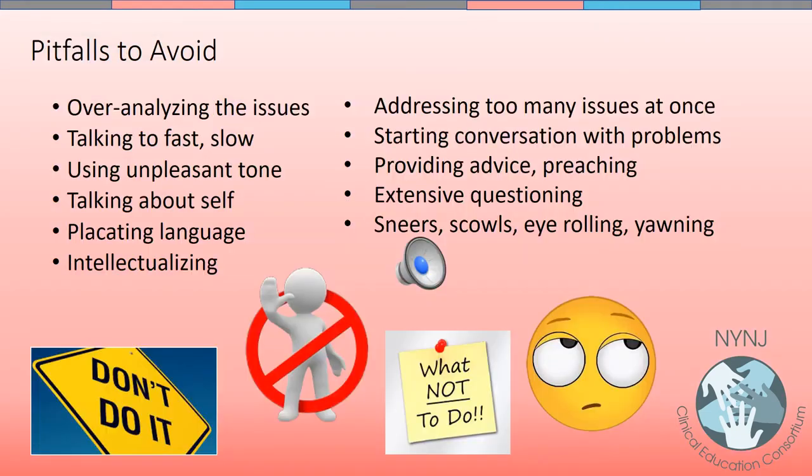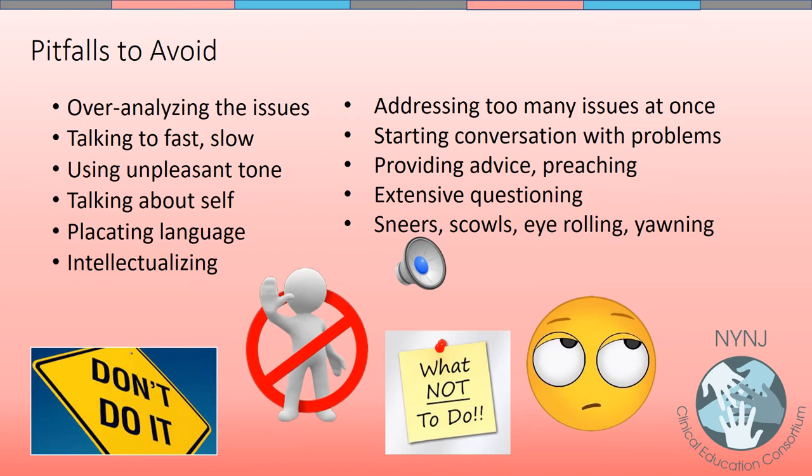Here are some pitfalls to avoid when communicating and providing feedback to students. Don't overanalyze the issues. Keep it simple, sweet. Select 2 or 3 issues to discuss at a time. Direct the conversation by sticking to those issues. Addressing too many issues at once can be overwhelming. Problem solve with the student and move on.